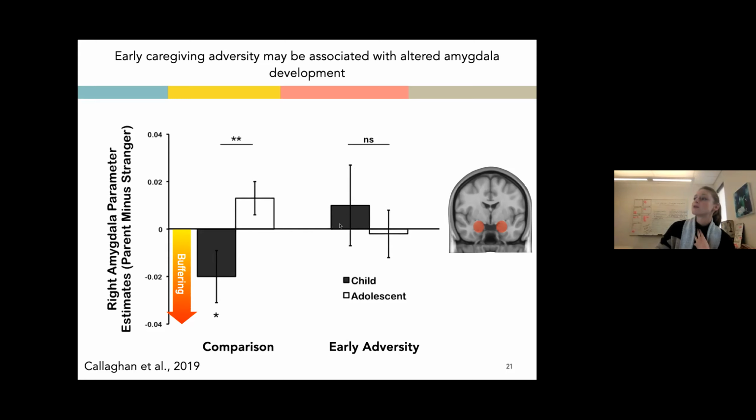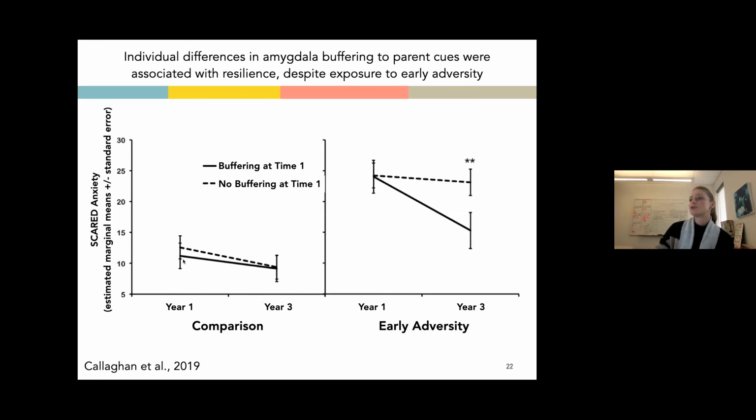And so we wanted to dive in and see, well, what does this variability relate to? Is it just noise, or is there something meaningful behind it? What we did was to look at anxiety as a function of whether children exhibited buffering at time 1 or not.